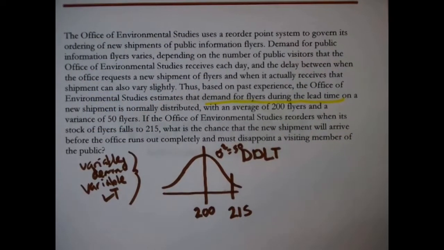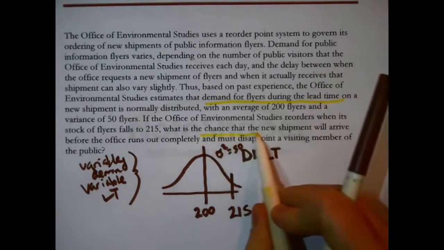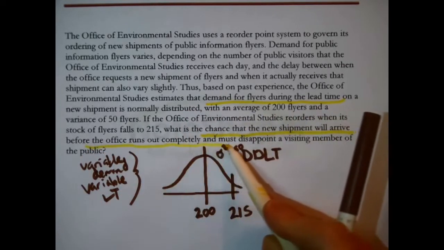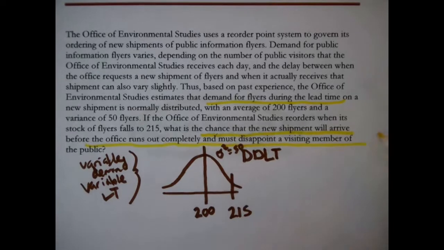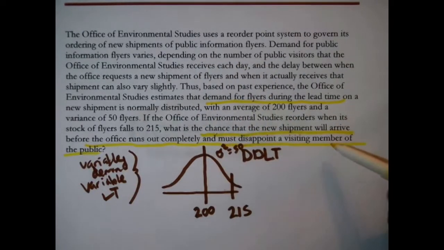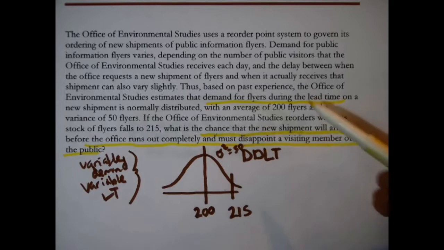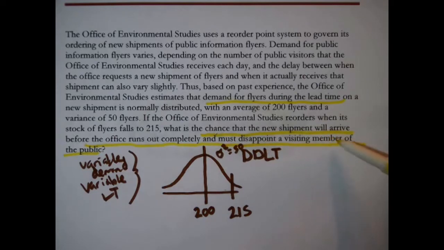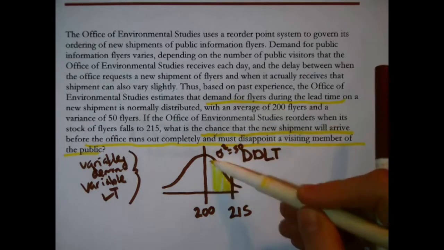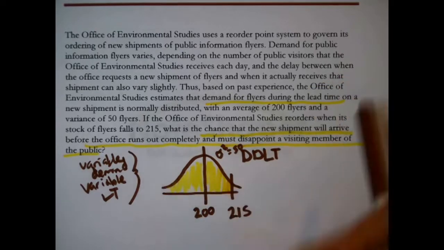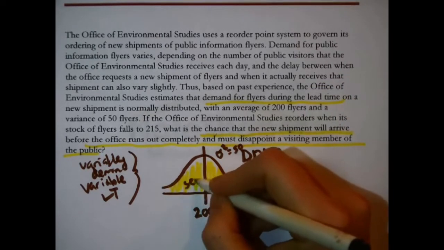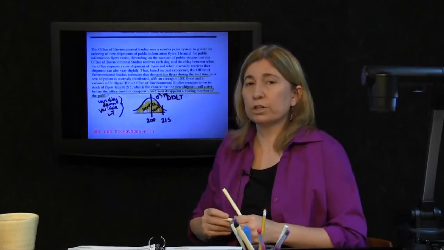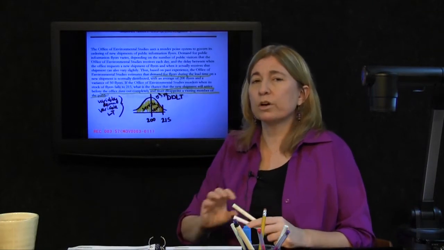What else? What is the chance that the new shipment will arrive before the office runs out completely and must disappoint a visiting member of the public? We have another name for that. Okay, chance the new shipment will arrive before the office runs out completely and must disappoint a new visitor. We call that the service level.